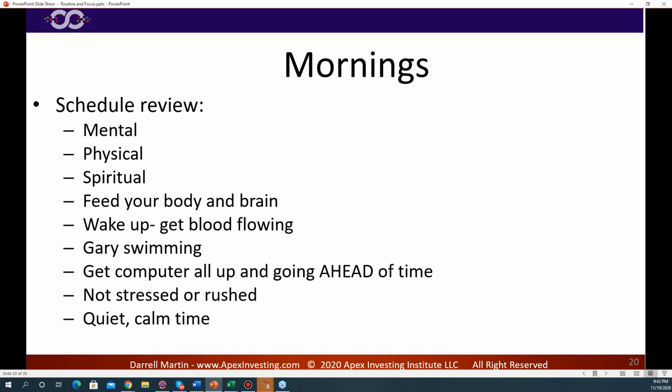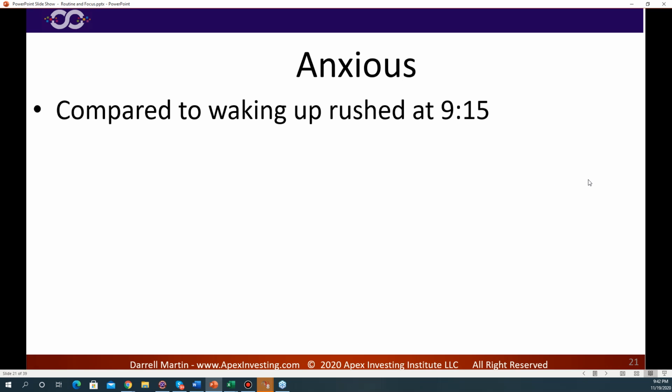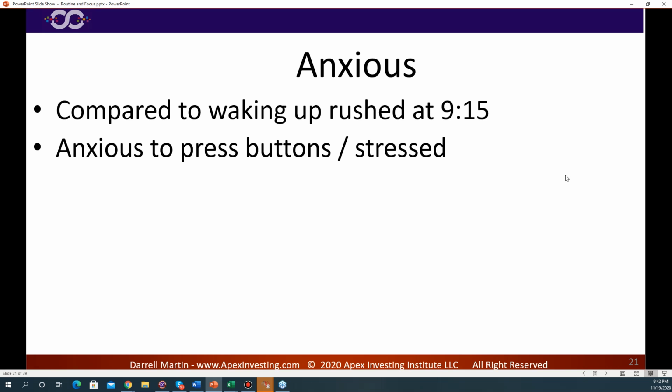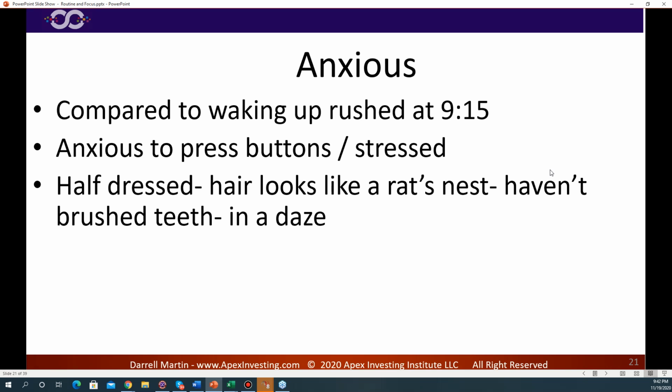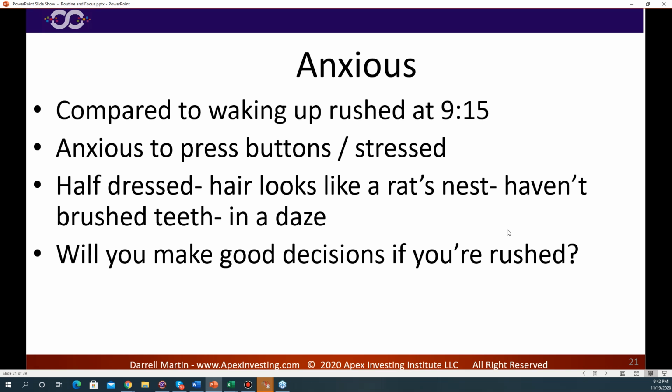And that's always a story I use. And he brings up, when he was swimming, get your computer, get everything going way ahead of time. Don't be stressed or rushed. Don't be anxious. Like when you wake up at 9:15 or 9:20 and you're rushed to go press buttons and you're freaking out and your heart's beating and you're half dressed and look like crazy. You're not going to make good decisions when you're half out of it and you're rushed, right?